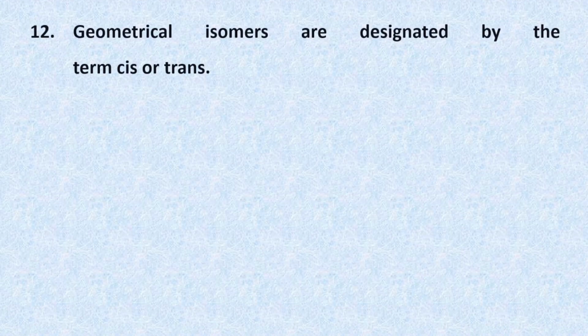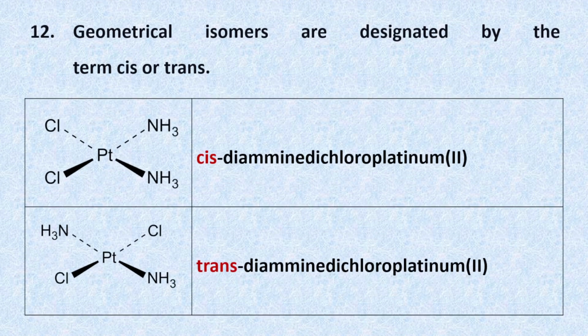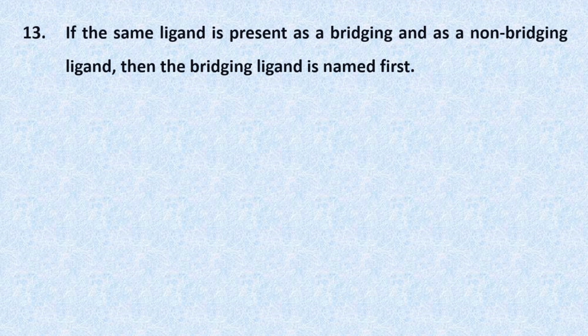Number 12. The geometrical isomers are designated by the terms cis or trans. In the diaminedichloroplatinum(2) complex, two geometrical isomers are possible. If the same ligands are adjacent to each other, then the prefix cis is used, and if the same ligands are opposite to each other, then the prefix trans is used. If the same ligand is present as bridging and as a non-bridging ligand, then the bridging ligand is named first.